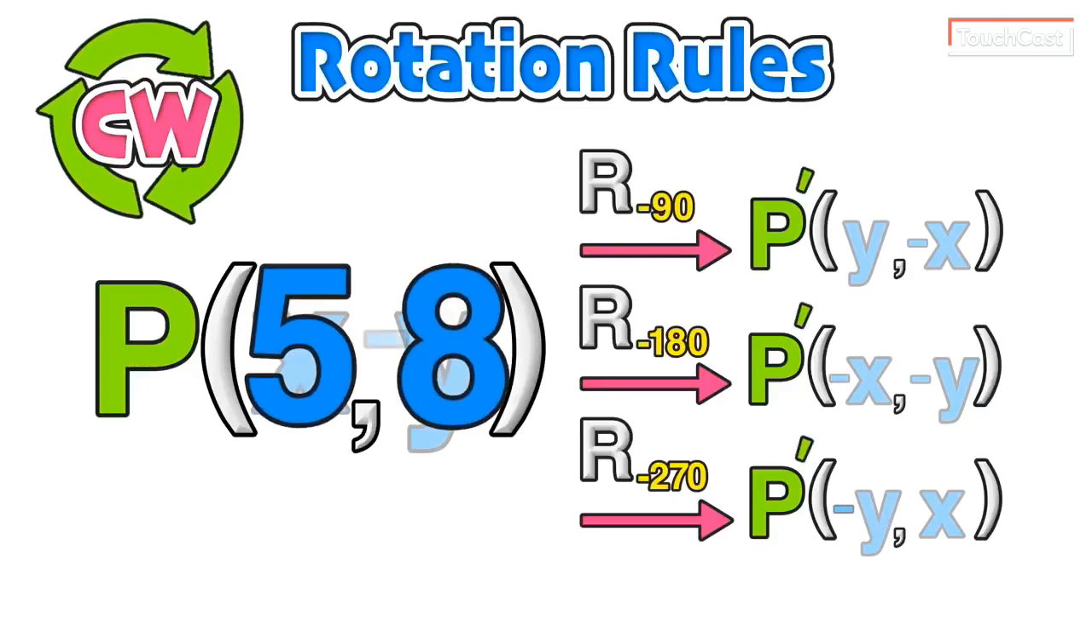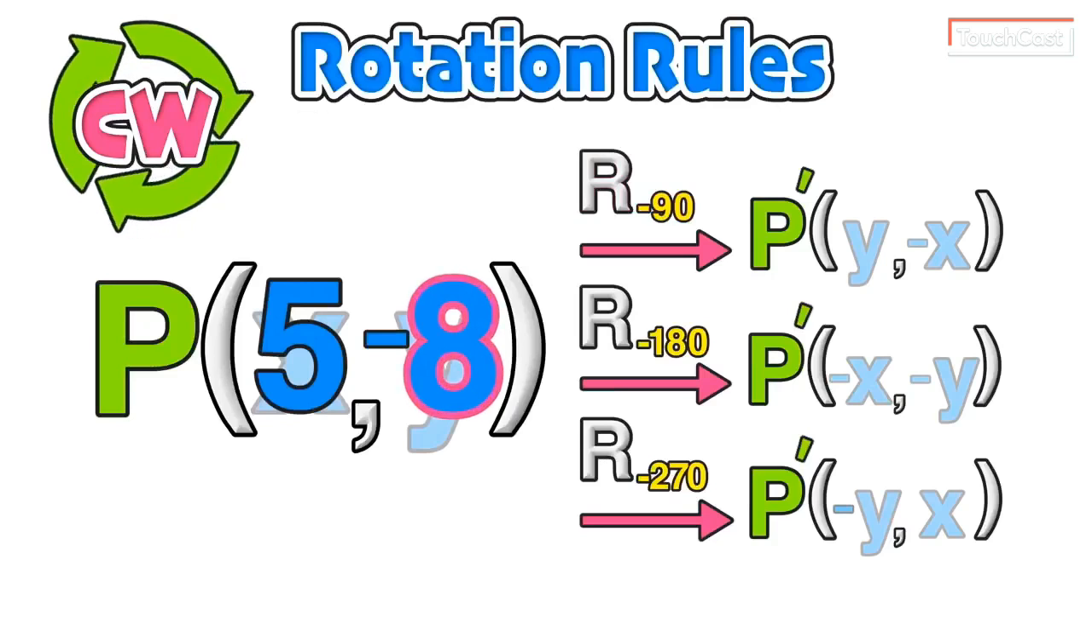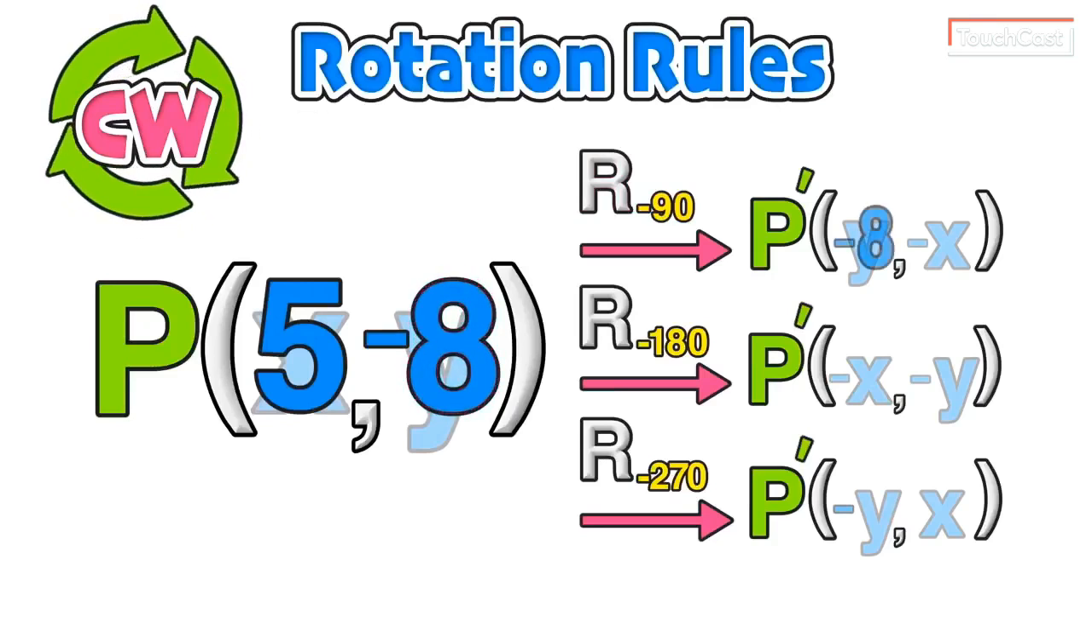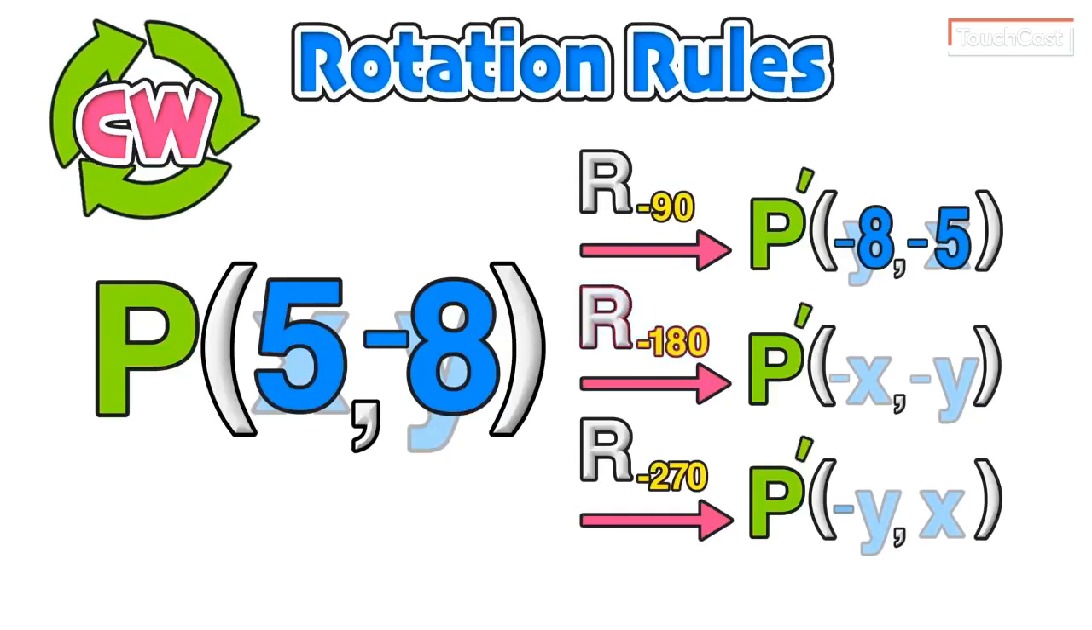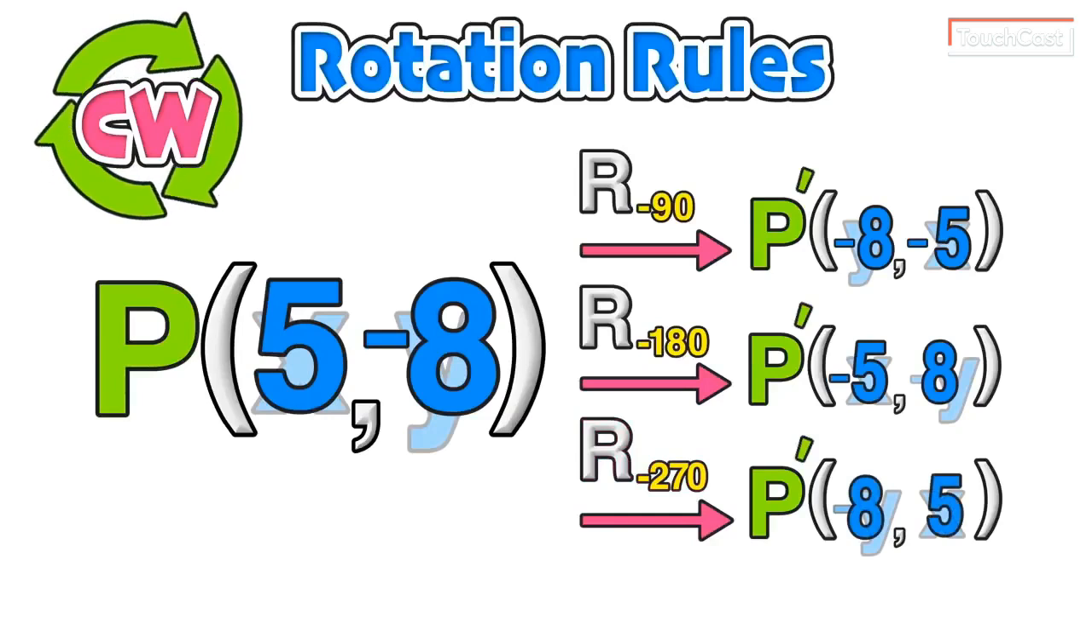So if we use the point from the last example, 5, negative 8, by applying the negative 90 degree rule, we start with the y coordinate, negative 8, and then the second value is the negated x coordinate, so negative 5. Now you can go ahead and apply these rules for negative 180 as well as for negative 270 to get the coordinates of those images.